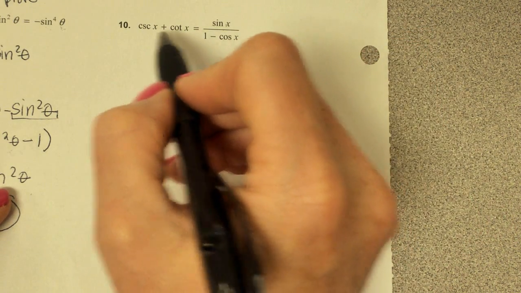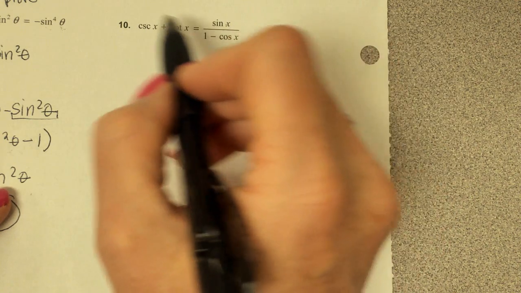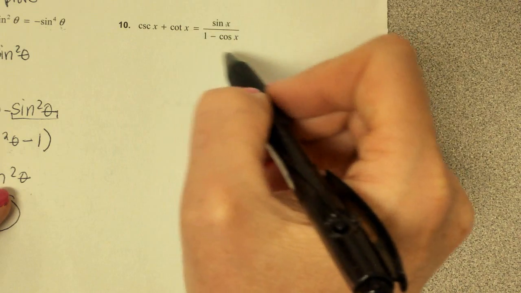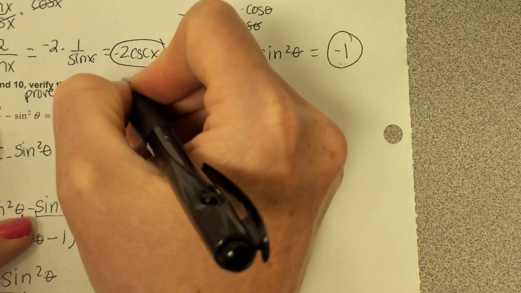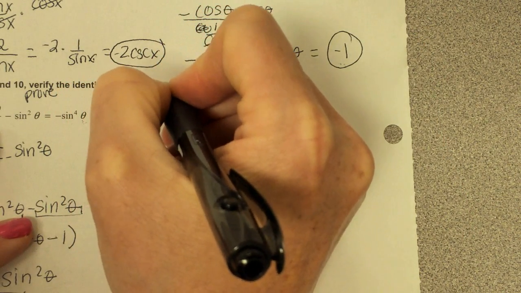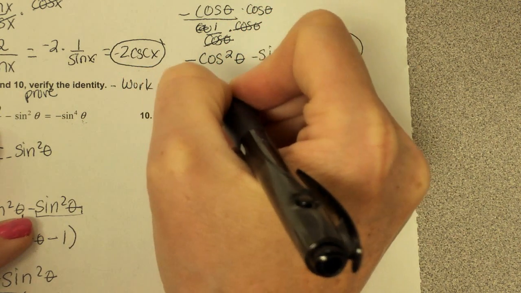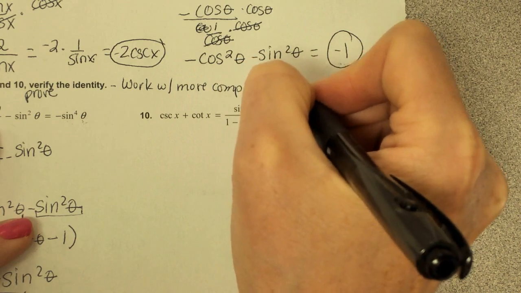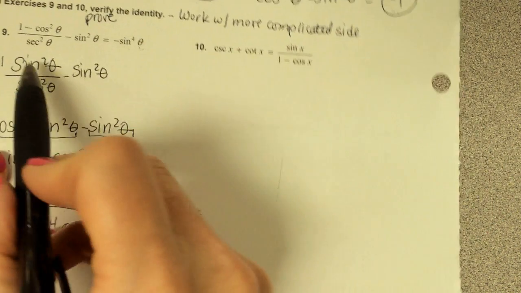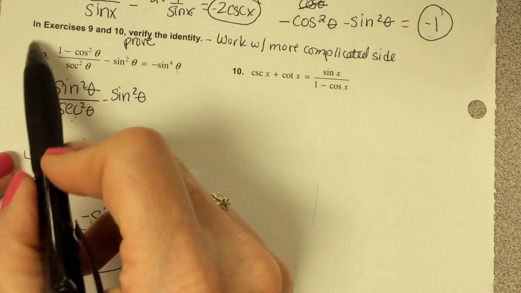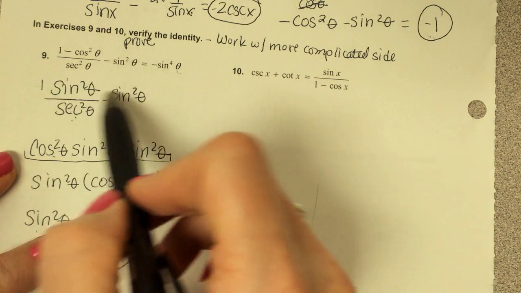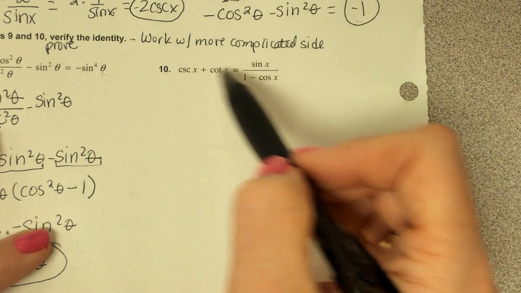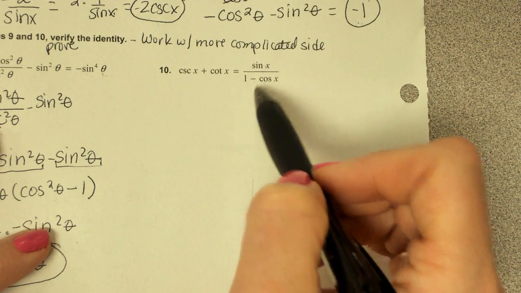Okay, but guys, what you want to do is work with the more complicated side. This side is pretty easy. This side is more complicated. So let's jot this down. Work with more complicated side. Do you see how on this one, the more complicated side just happened to be this left side that I worked with? So that's what I'm going to do here. Which side do you think is more complicated? The right side, yeah.